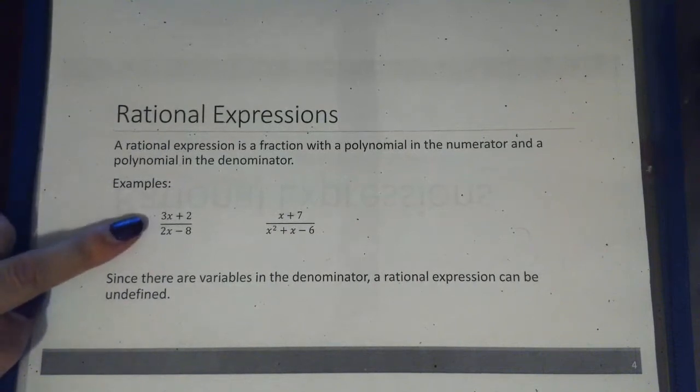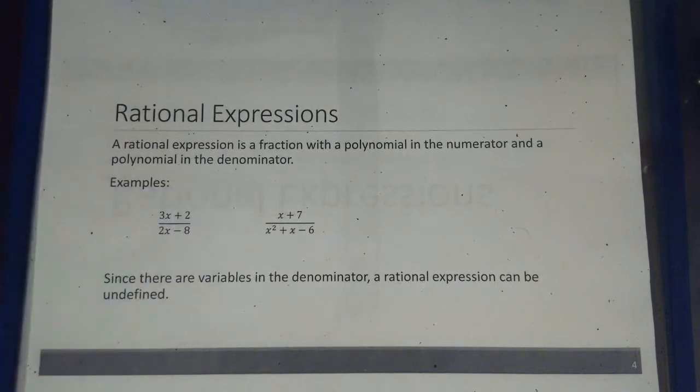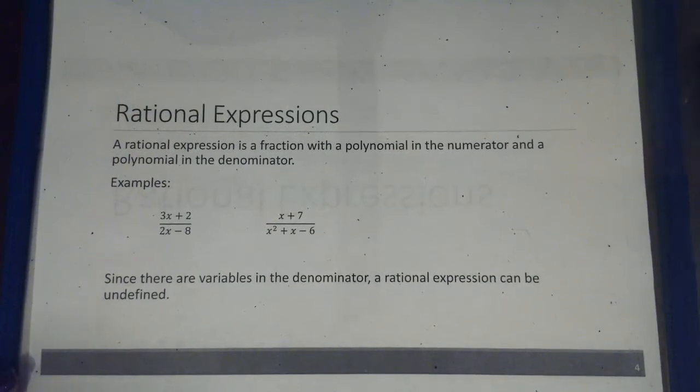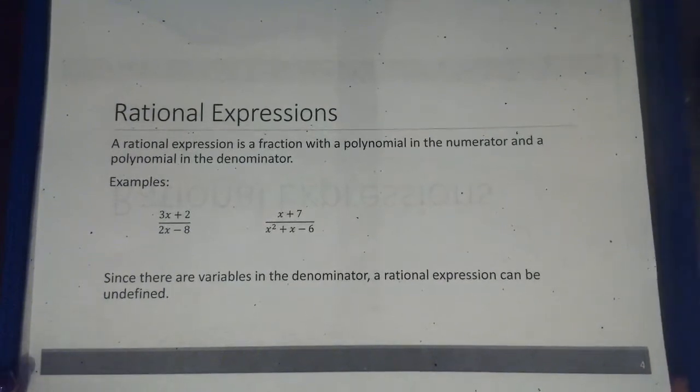First up, 3x plus 2 over 2x minus 8. Then we have x plus 7 over x squared plus x minus 6. However, something that's going to be special about these rational expressions is that they have variables in the denominator. Since there are variables in the denominator, it's possible for a rational expression to be undefined. We know that we can't divide by 0, so we need to make sure that the denominators of these fractions are never 0.